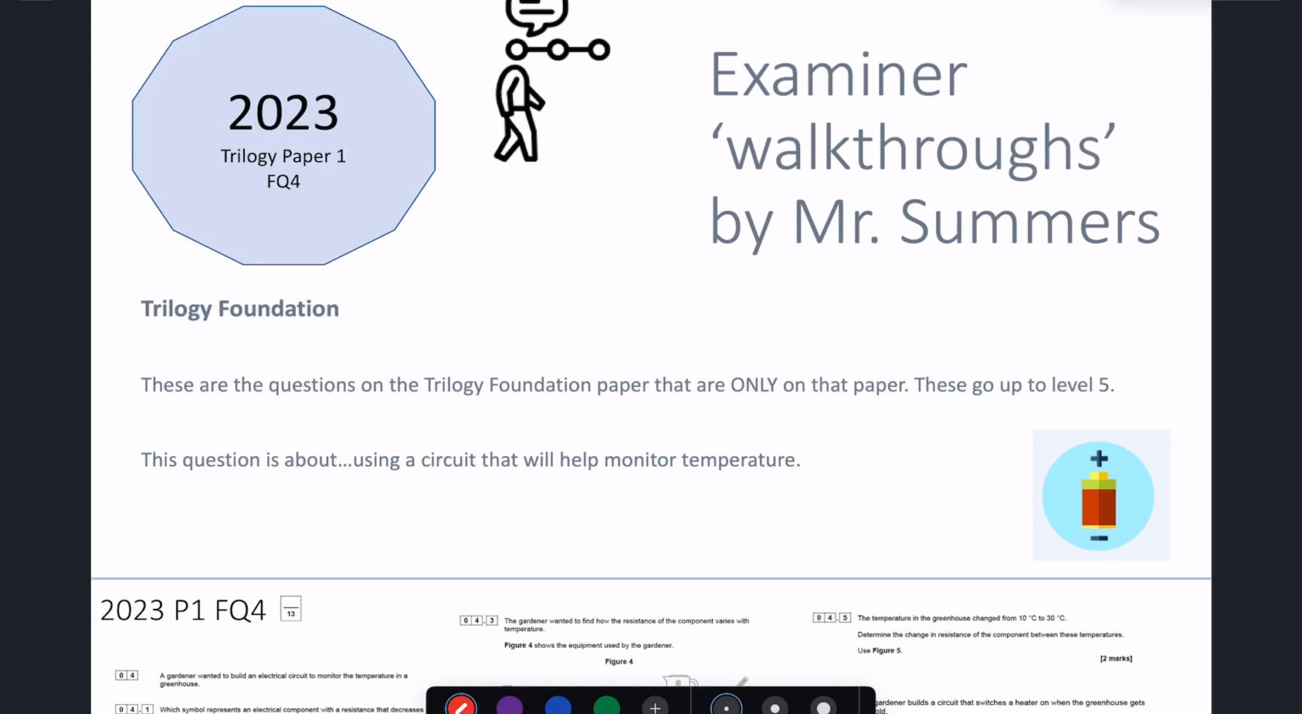This is another foundation level question. This is question 4 from the 2023 paper 1. And this question is all about using a circuit that will help monitor temperature.